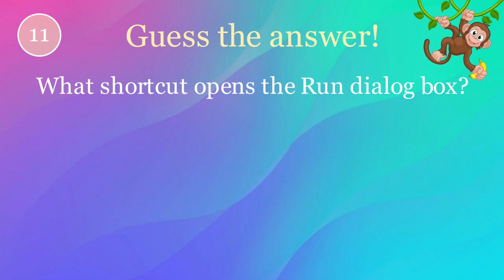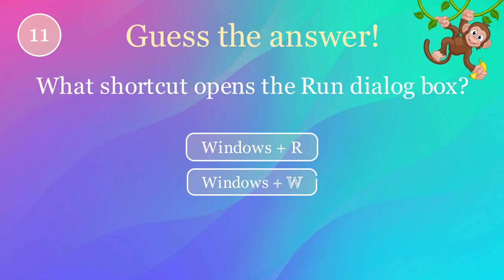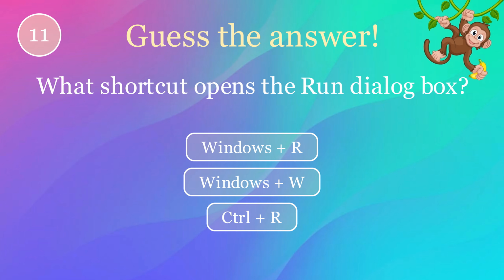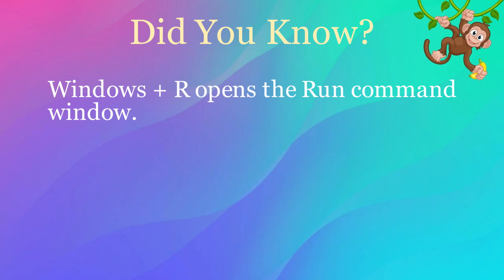What shortcut opens the Run dialog box? Windows plus R. Windows plus W. Ctrl plus R. The correct answer is Windows plus R. Here's an interesting fact. Windows plus R opens the Run command window.